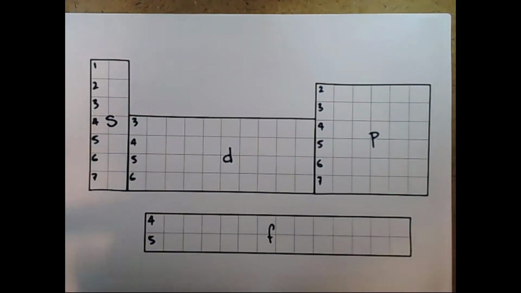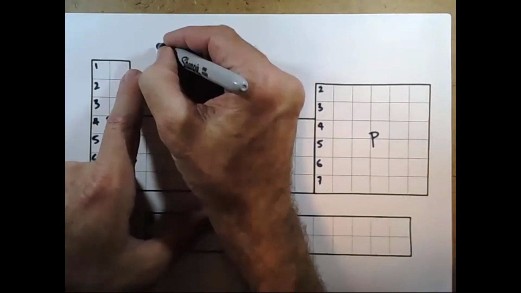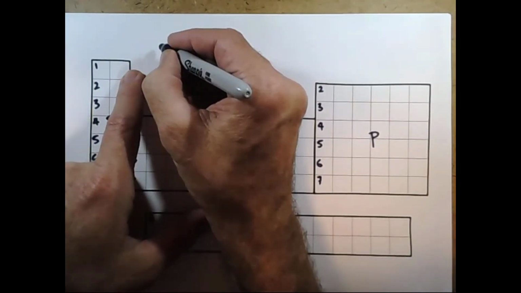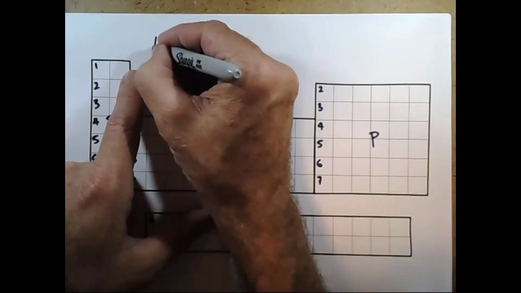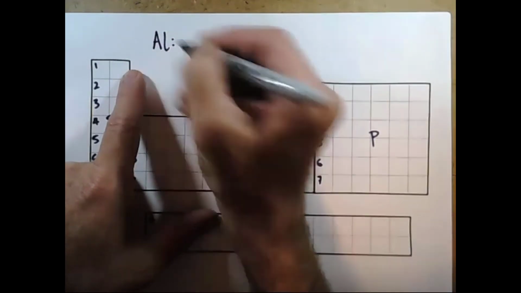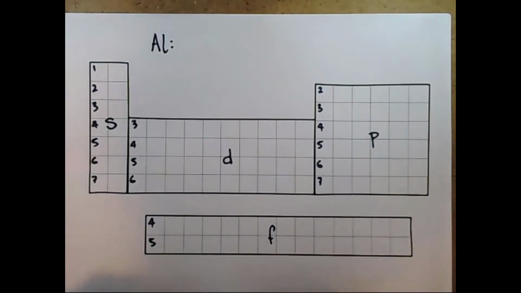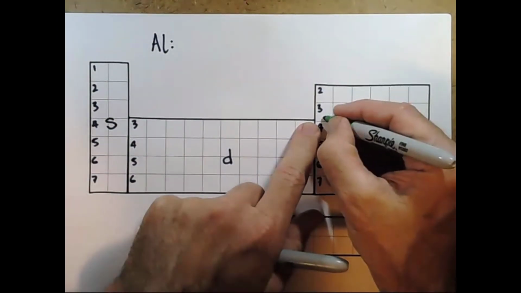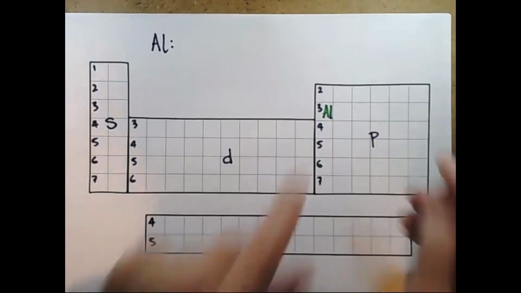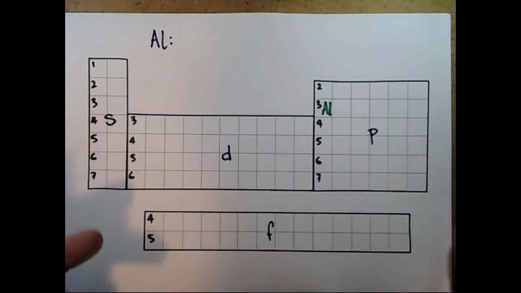Okay, what if we do the electron configuration for, I don't know, let's pick aluminium. Aluminium. So the electron configuration for aluminium. So what we're going to do is find aluminium on the periodic table. Aluminium on the periodic table is here, Al. Okay, and we've annotated our periodic table.